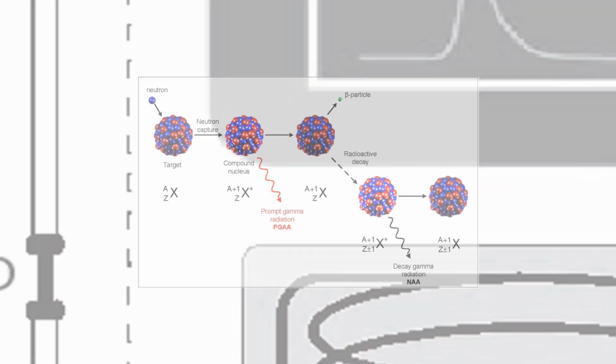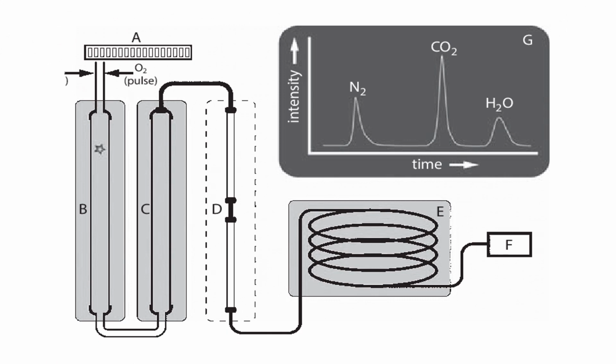Combustion analysis. This technique is often used for organic compounds, where a sample is burned in a controlled environment, and the resulting products, such as carbon dioxide and water, are collected and analyzed to determine the amounts of carbon, hydrogen, and other elements present.